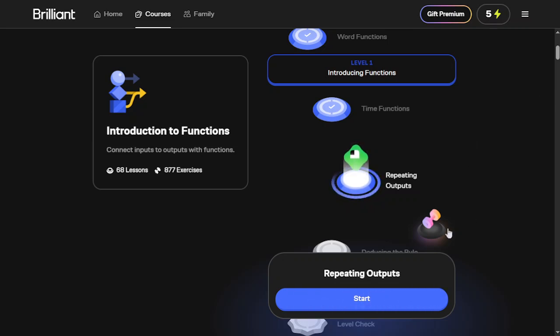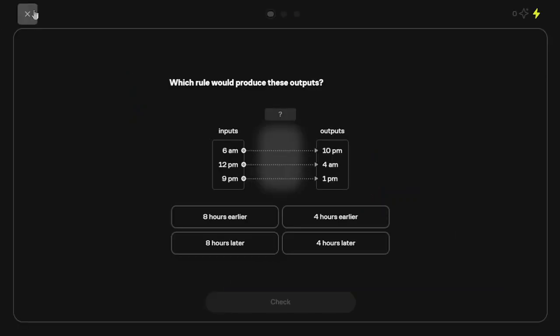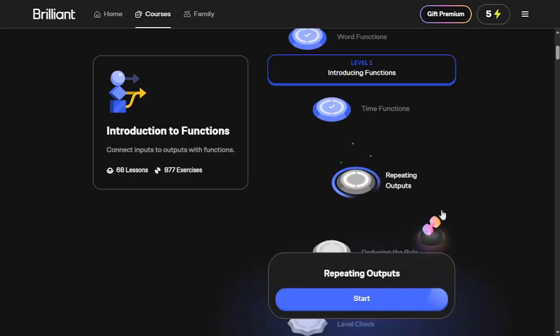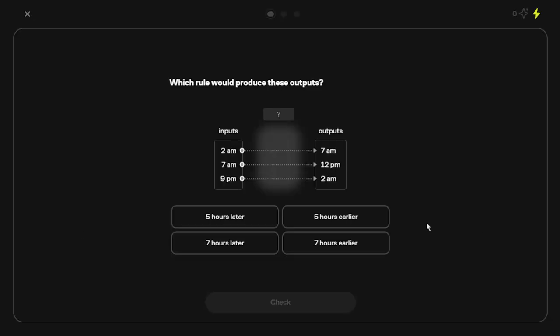So we start with the warm up right here. Can I go back a little bit? We'll start with the warm up, and then go to a lesson called repeating output. So now let's get into the warm up. If I click this button, there.